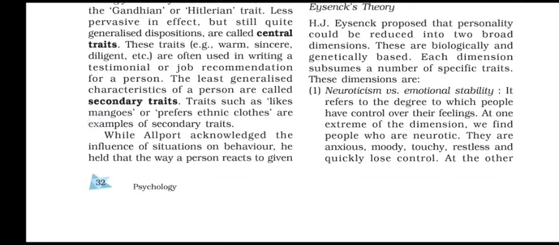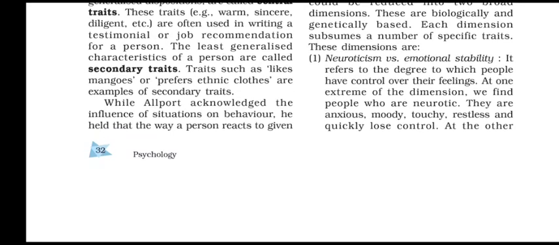Eysenck's theory. H.J. Eysenck proposed that personality could be reduced into two broad dimensions. They are biologically and genetically based. Each dimension subsumes a number of specific traits. These dimensions are neuroticism versus emotional stability. It refers to the degree to which people have control over their feelings.